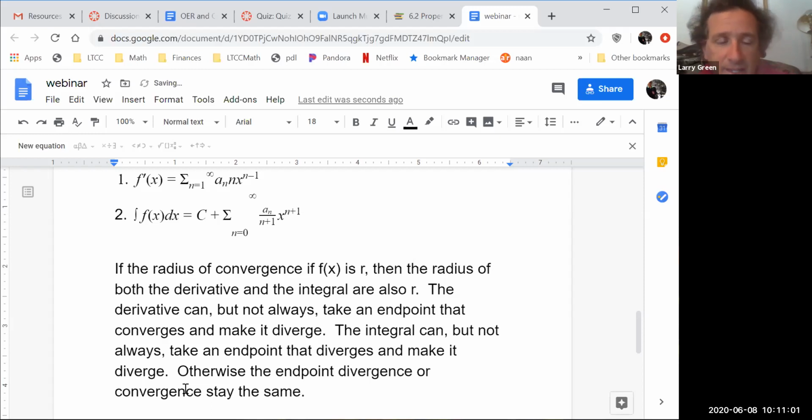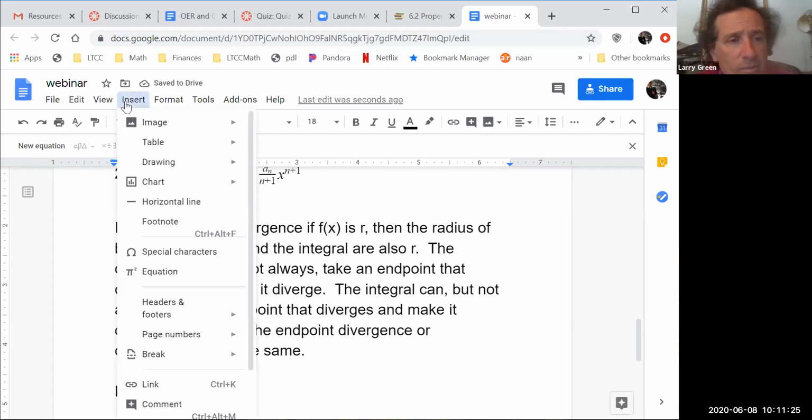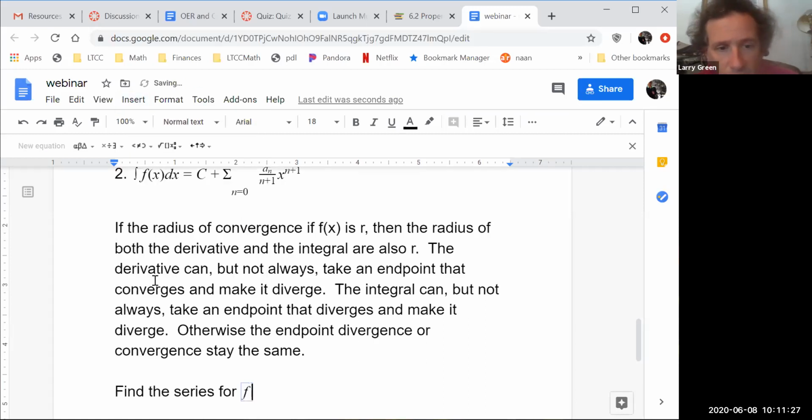Any questions on that idea? Okay. One of the nice things is we can do an example that's not too bad. What if we find the series for f of x is equal to natural log of 1 plus x.